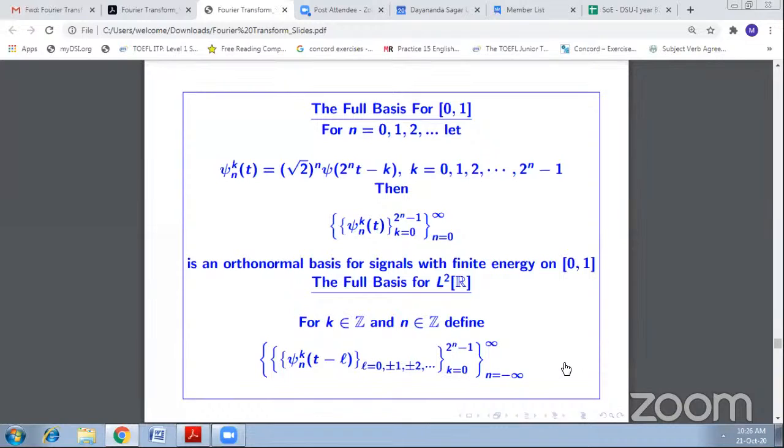So Haar showed how to construct this by starting from one function, which is 1 between 0 and half, minus 1 between half and 1. From that function, by dilating and shifting, he could get all of it. See here is a shifting and here is a dilation. This is only to normalize to length 1. So this is the dilation part, this is the shifting part. So by dilating and shifting a single function psi, you could get hold of a whole basis for the entire space.